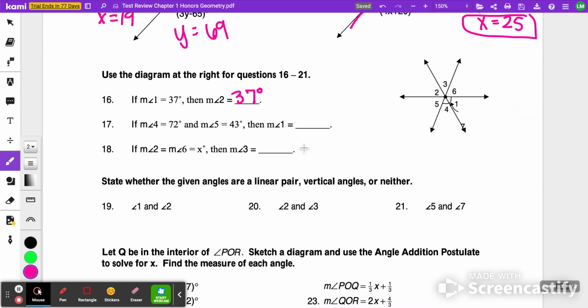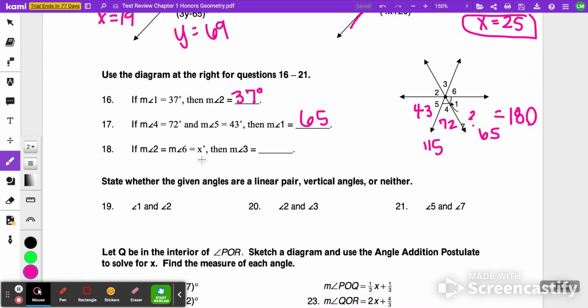Number 17, the measure of angle 4 is 72, and the measure of angle 5 is 43. Then the measure of angle 1 just has to be where they add together and are equal to 180 because they're making a straight line. So that would be 43 plus 72, I'm getting 115. So whatever is left over, I just subtract that from 180, and I'm going to get 65.